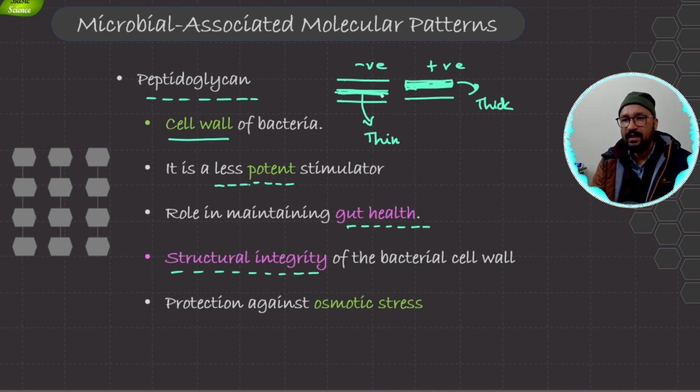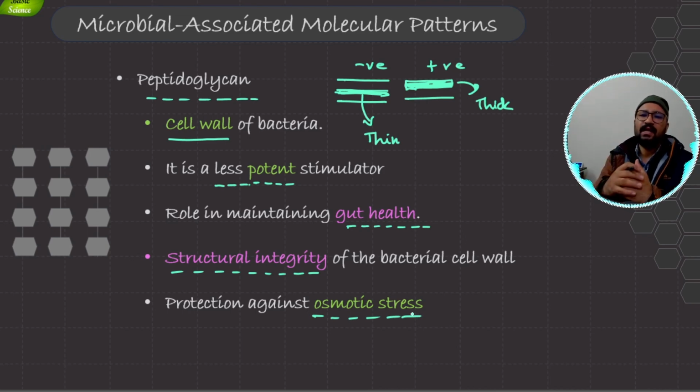And because of that, in both cases, the structural integrity, because this is a tough biopolymer, it's going to provide the structural integrity. It's going to help in the shape of the bacteria. It also protects the bacteria from osmotic stress. Yes, obviously, because this is a kind of outer wall of the bacteria. So if there is any osmotic change or any other environmental change, this molecule is going to help the bacteria take care of that change, right?